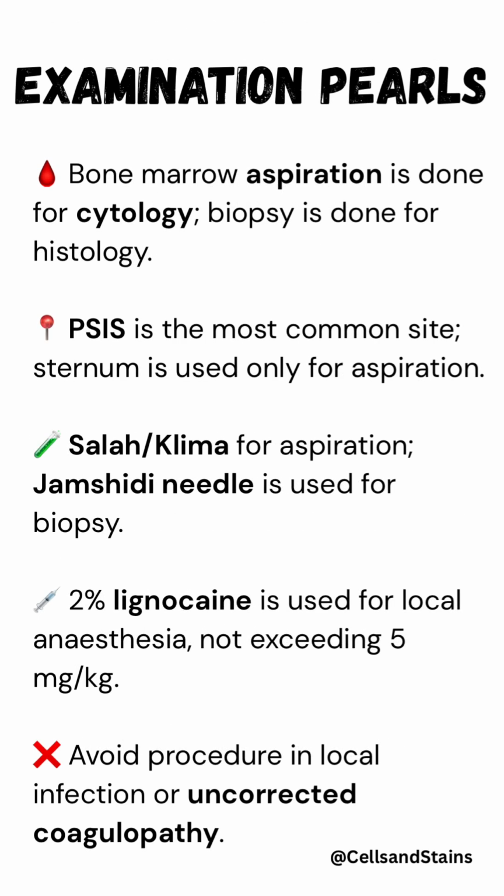Now, our take home message: bone marrow aspiration is done for the cytology of the marrow cells, and in case of biopsy, we can know the histopathology. PSIS is the most preferred site for aspiration or biopsy. Salah's and Klima's needles are aspiration needles. Jamshidi is for the biopsy. 2% lignocaine is used for anesthesia at the local site. And please avoid the procedure if there is any local infection or uncorrected coagulopathy in the patient.